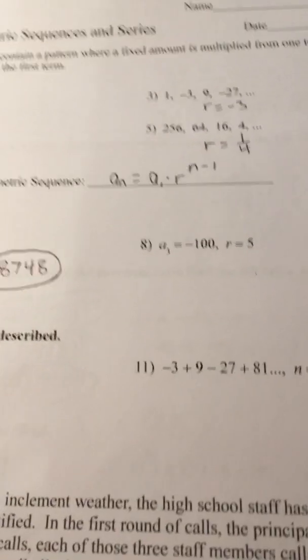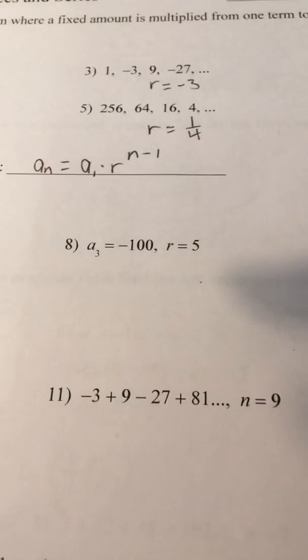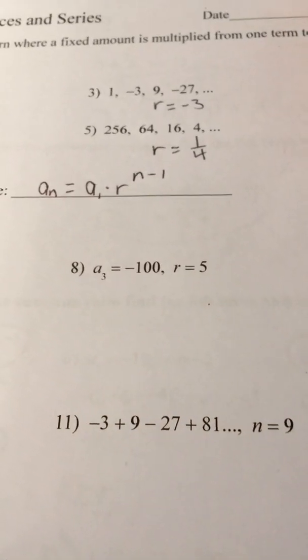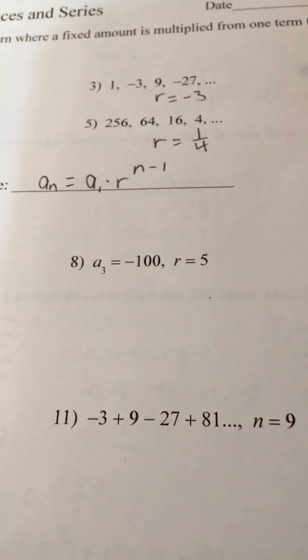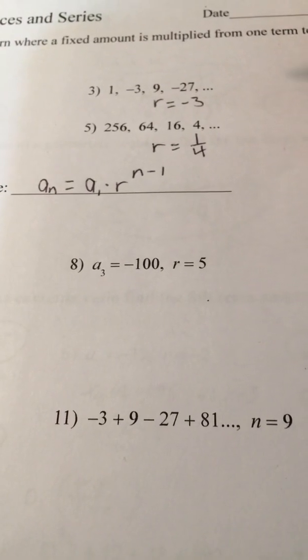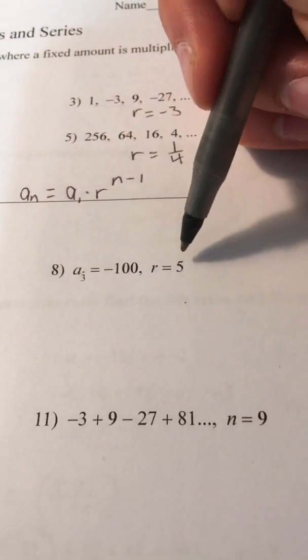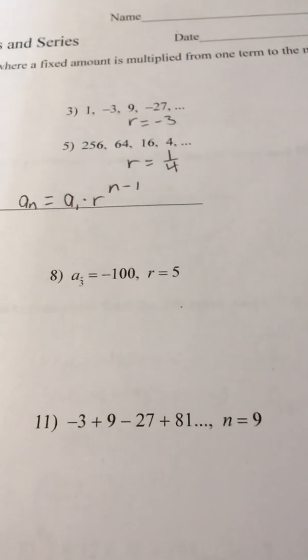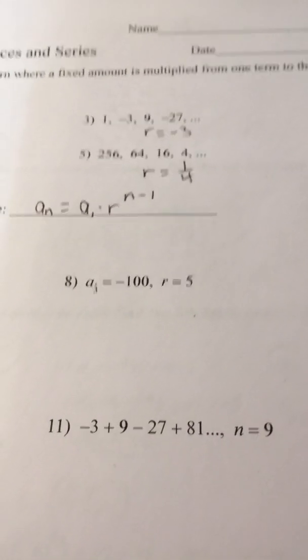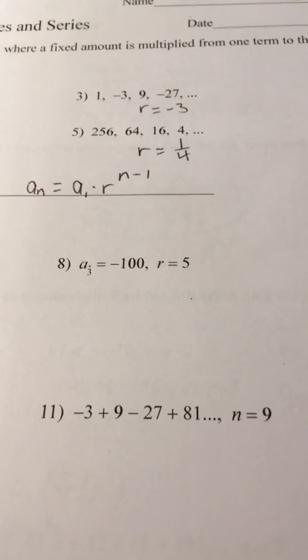All right, number 8. We don't have A1. We have A3 this time. It's negative 100, and I want to know the eighth term. I need A1 to use my formula. If I know the negative 100 is the third term, and I know each time I'm multiplying by 5, what can I do to get A1? I could divide by 5. How many times? 2 times.